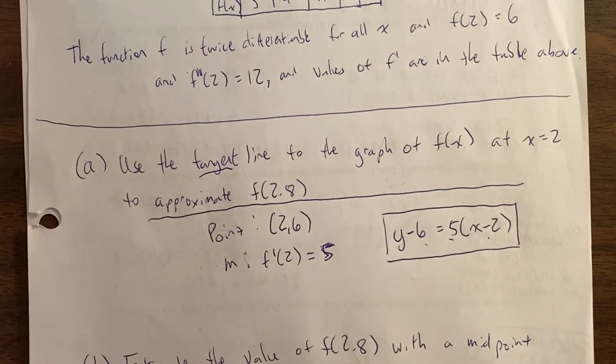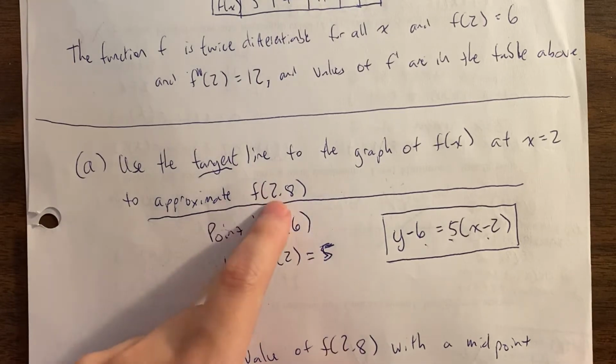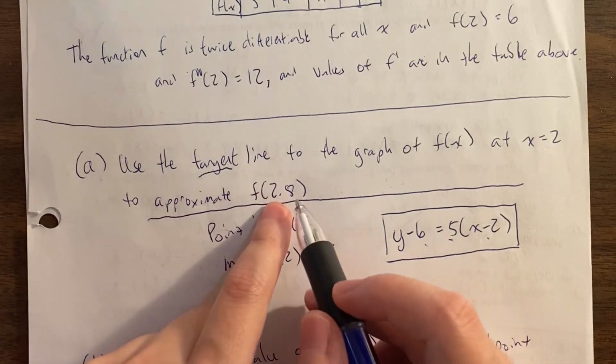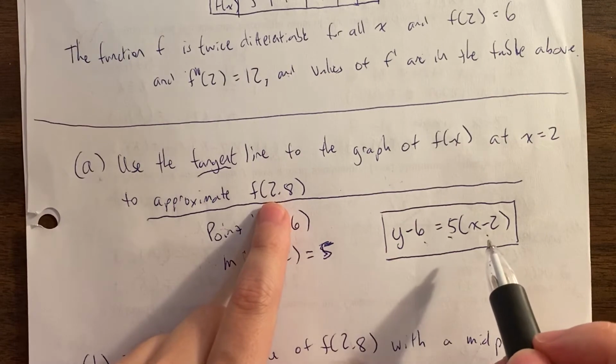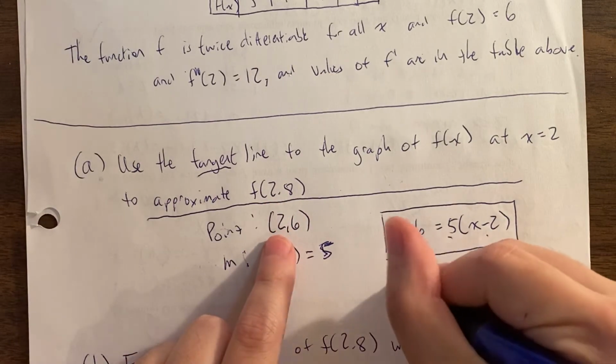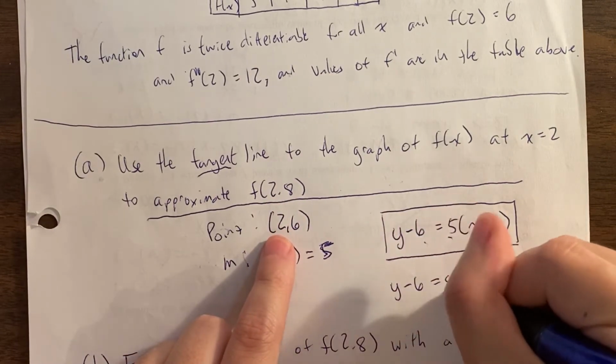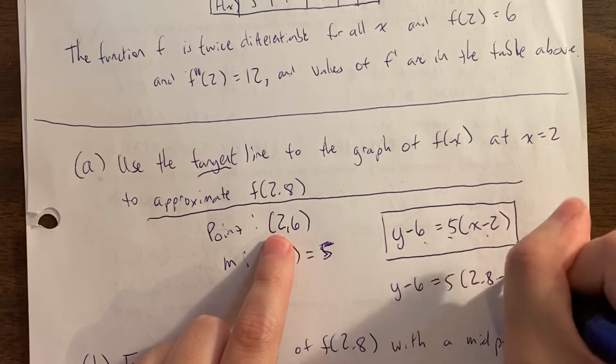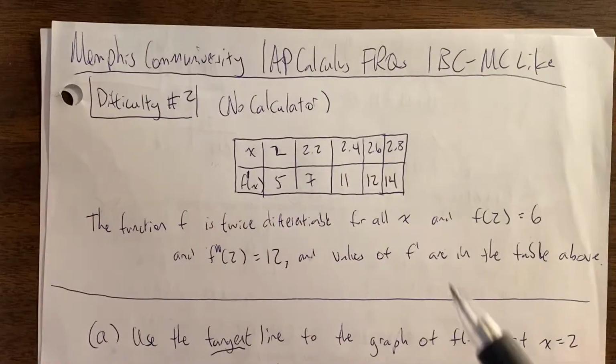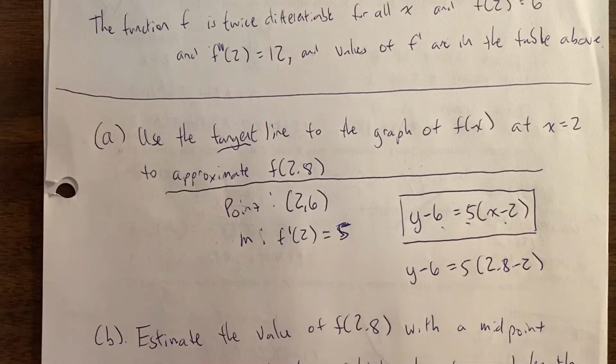This is how you do tangent lines for every single part of the AP exam if they appear. And then finally, we are doing tangent line approximation, so we are going to plug in 2.8 into this function. So it's going to be y minus 6 equals 5 times 2.8 minus 2. Unfortunately, this is non-calculator, so we do have to do these decimals by hand, these multiplying and subtracting decimals.